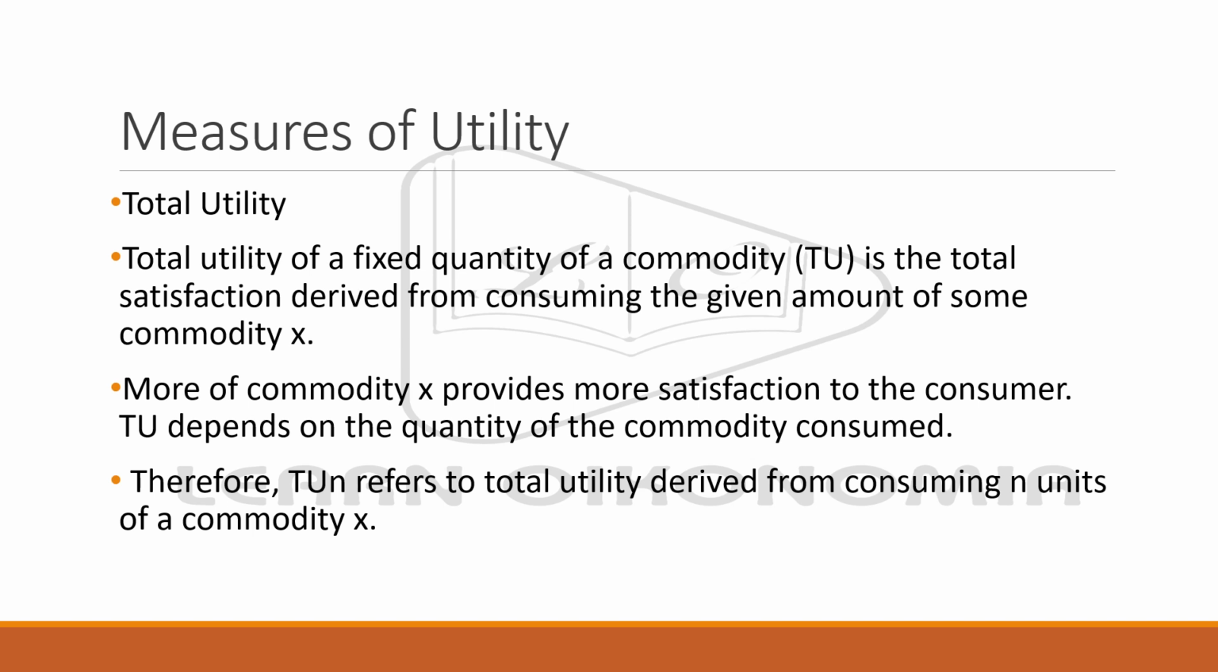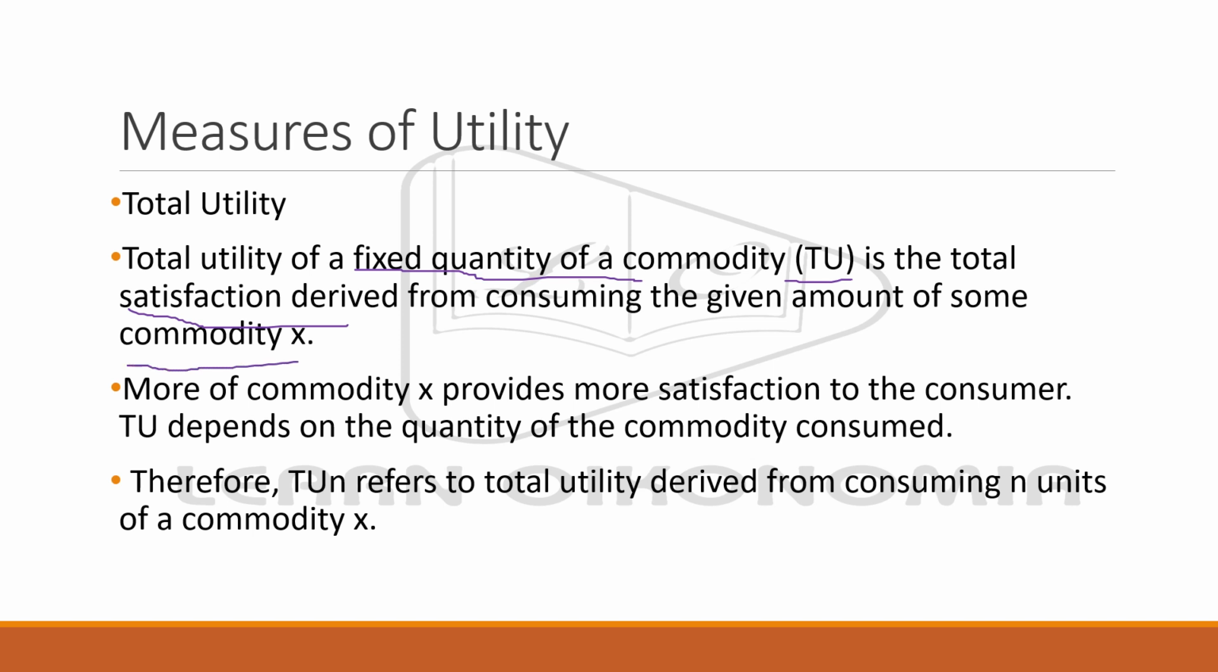So the first measure here is known as the total utility. We always refer to the total utility of a fixed quantity of a commodity, and we refer to it as TU, which is a short form of total utility. Let's consider that we are consuming commodity X. What would be the total utility of consumption of X? It would be the total satisfaction that you would be getting by consuming a given amount of commodity X.